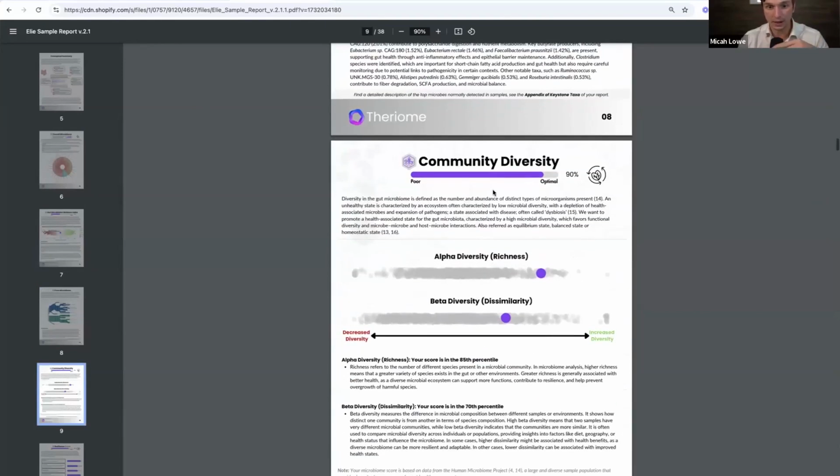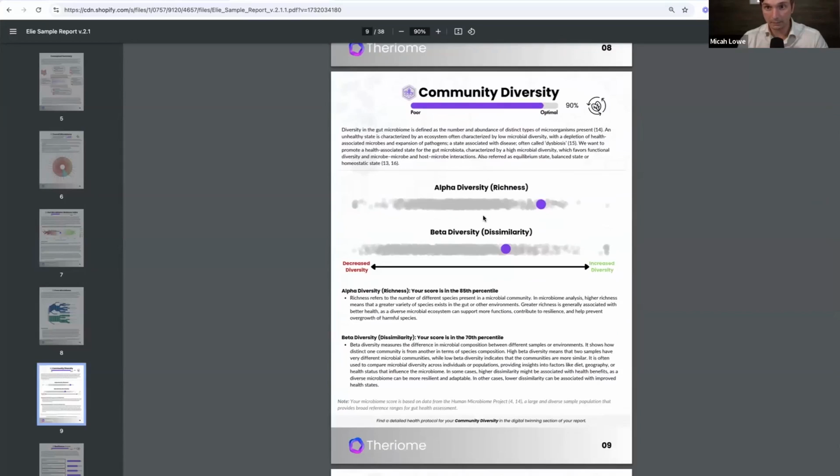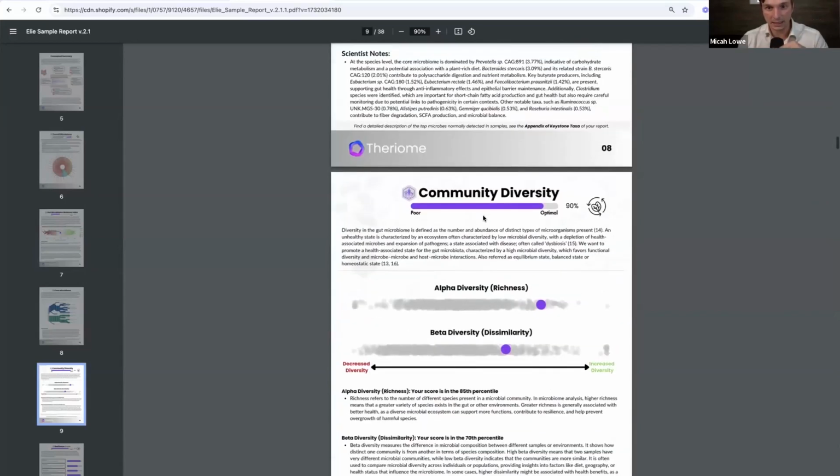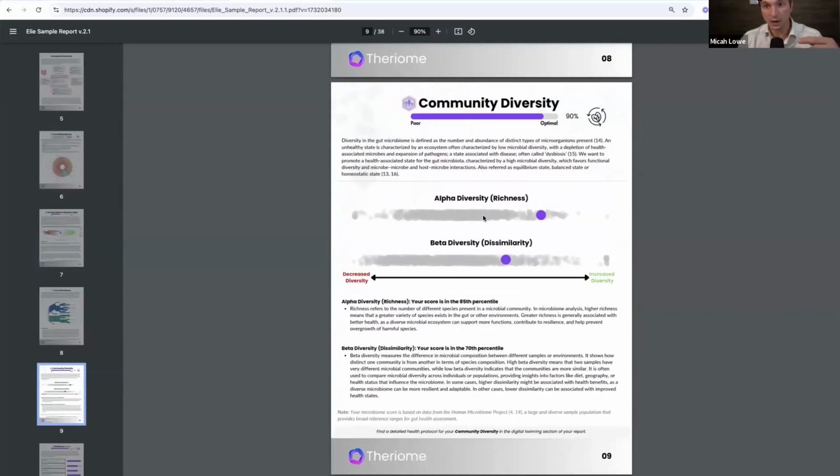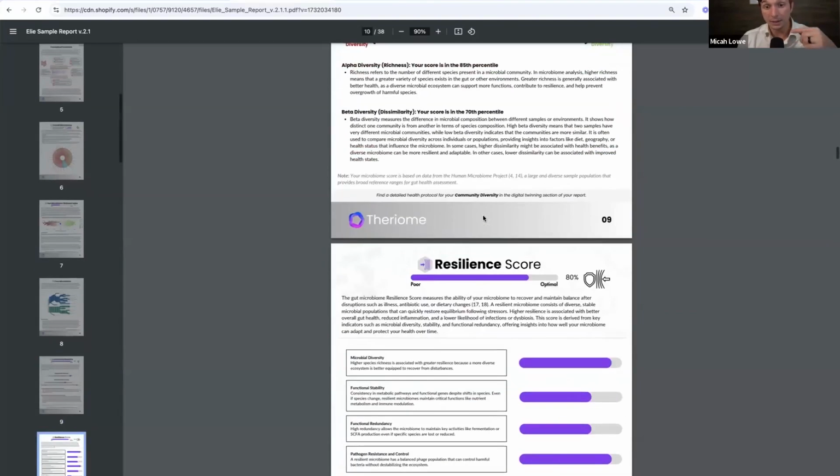And then from there, I'm trying to understand how diverse is their microbiome, because that's going to tell me how well they can take an insult. And that's going to indicate to me also how well they're going to adapt to treatments that I give this person. Then I'm going to go to resilience.